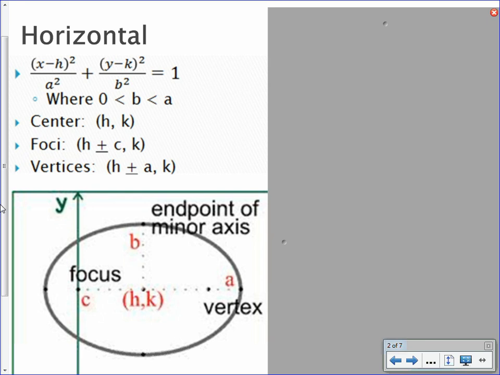h, k is going to give us the center. Our foci, I want you to think of being c away from the center, and I want you to think of the vertices being a away from the center. Here again, I don't want you to focus on formulas. I want you to remember that our foci are going to be c away, and our vertices, they're going to be a away.